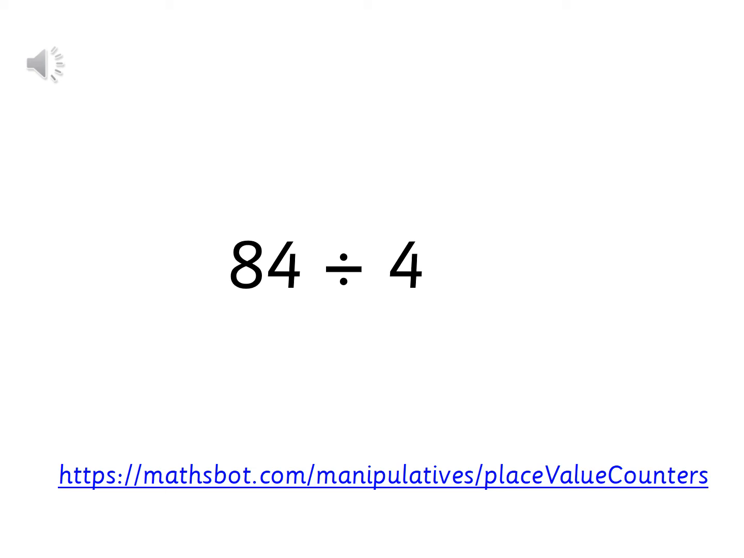We're going to move on to looking at some slightly larger numbers. The calculation that I'm going to demonstrate to you is 84 divided by 4. I'm going to use a website. It's called mathspot.com, and I've left the link at the bottom of the screen. The really useful thing about this website is it gives you some interactive place value counters, and these are ideal to help us as we start to learn division.